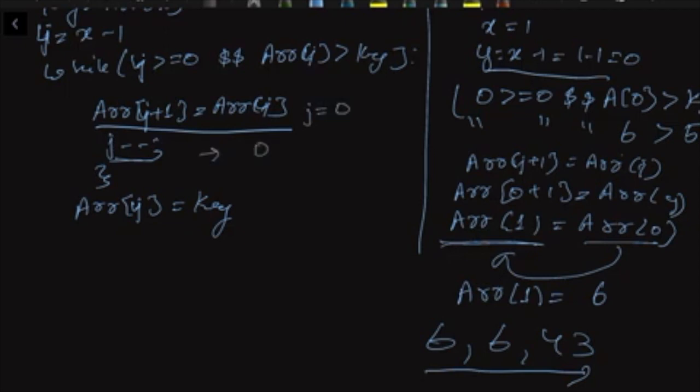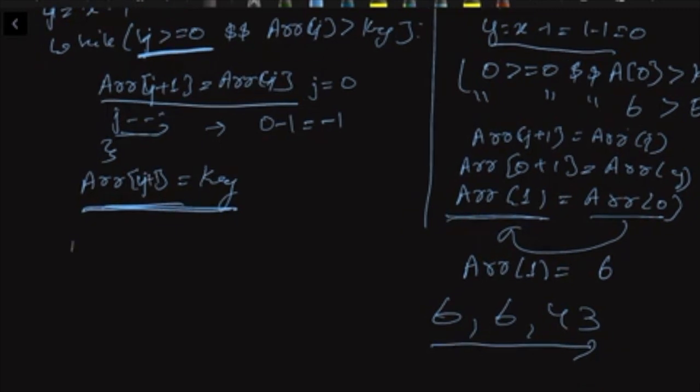Here it will be 0 minus 1, which will be minus 1. And it will terminate the loop because minus 1 is not greater than 0. It will terminate the loop and come here. Okay, so here it will be y plus 1. So when it comes here, the y value was minus 1. So it will be minus 1 plus 1, and that will be our key.